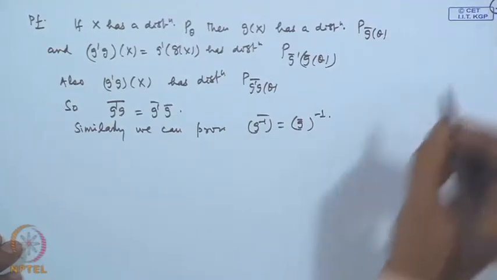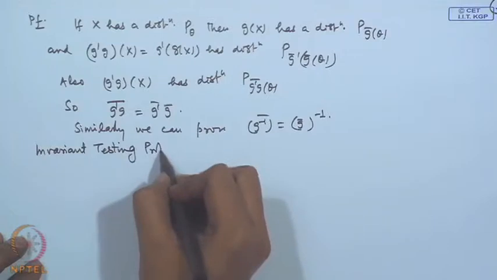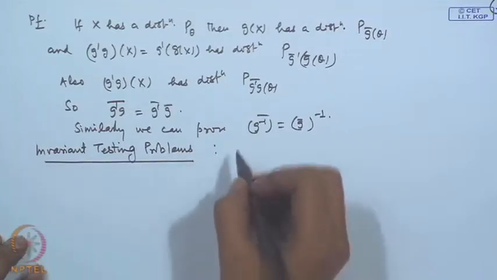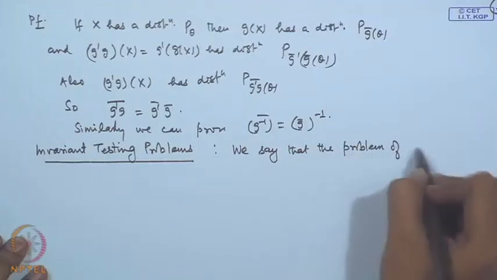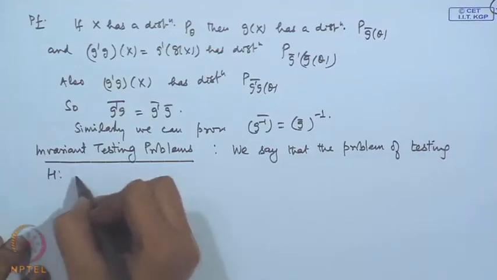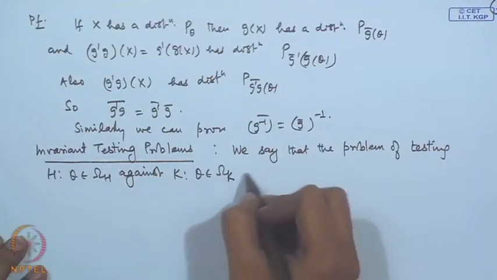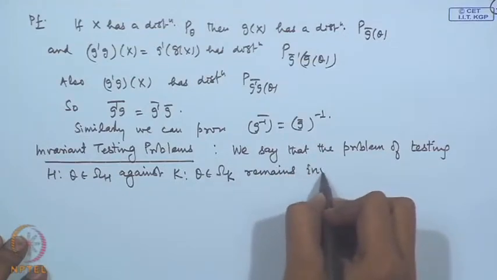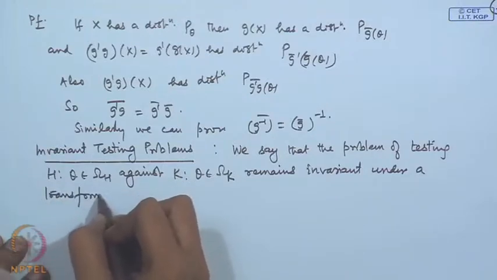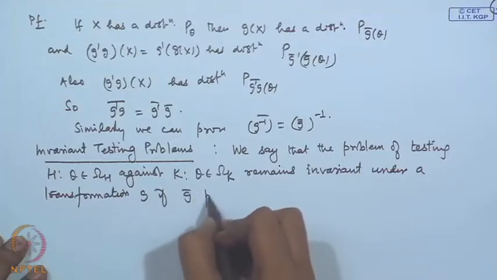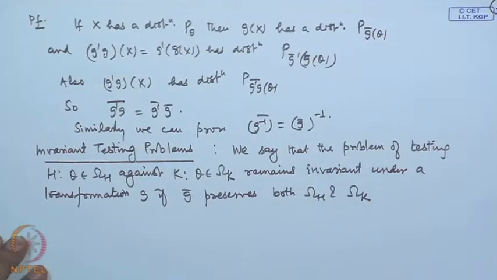Now, we introduce what are invariant testing problems. We say that the problem of testing h, theta belonging to omega h, against k, theta belonging to omega k, remains invariant under a transformation G if G bar preserves both omega h and omega k.